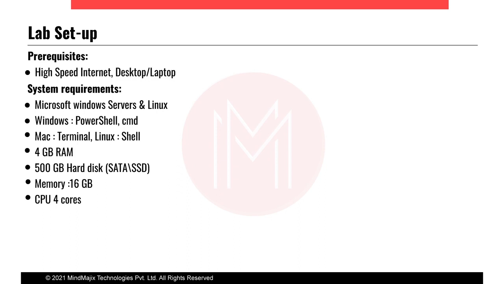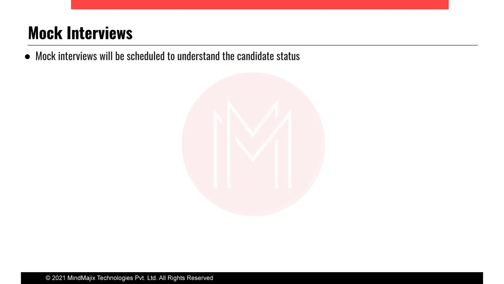Here we are using Linux and Windows servers. In Linux we have to use the shell for the command line commands used for managing WebSphere, on Linux servers. 4 GB RAM is enough, and a 500 GB hard disk, and memory of 16 GB. That will be enough for the system configuration to learn it.